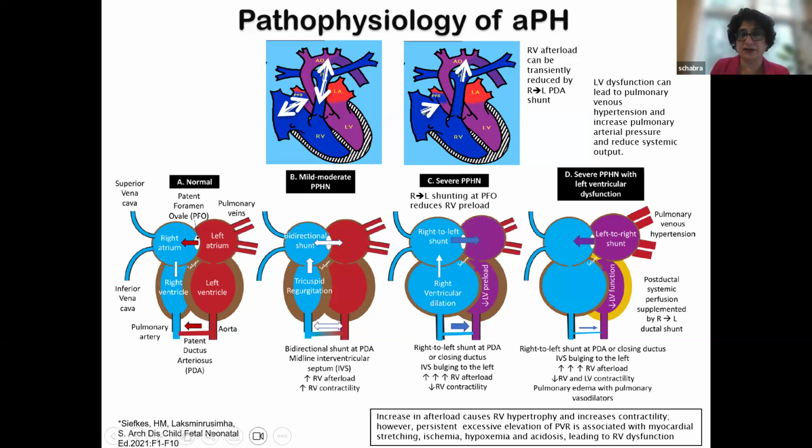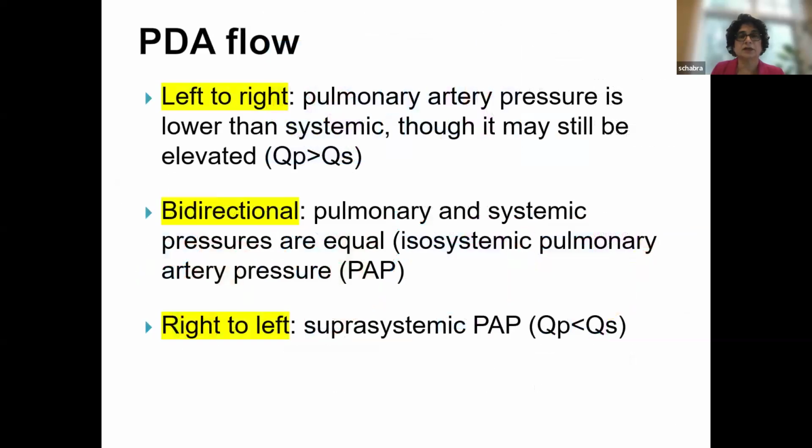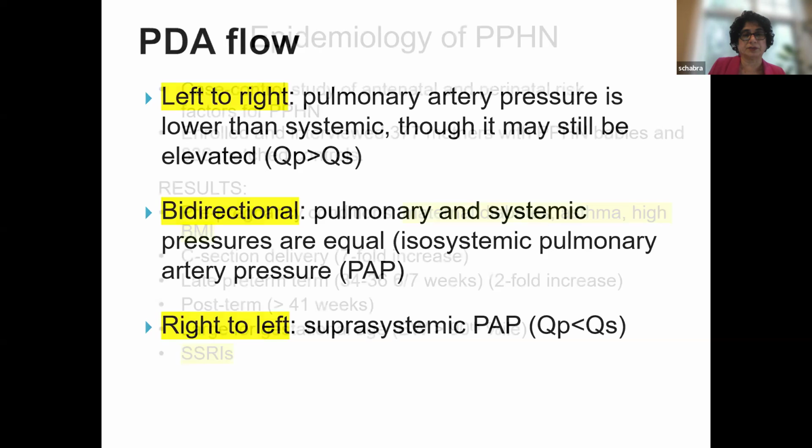And of course, the IVS is bulging to the left, and then with left ventricular dysfunction, you will have a left to right shunt at the PFO. So again, if you have a left to right shunt, that means the pulmonary artery pressure is lower than the systemic. It may be slightly high, but it is still lower than the systemic. Bidirectional shunting means that the pressures are equal, and right to left means suprasystemic pulmonary artery pressures, which is not good.